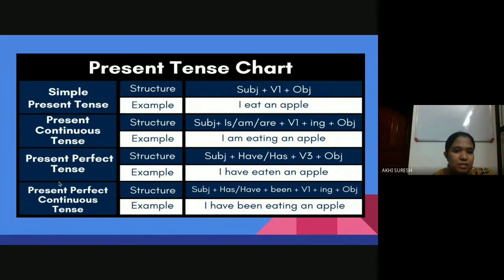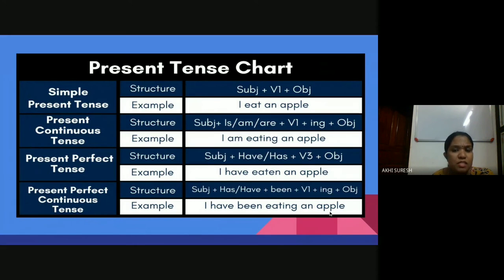As the term indicates, it's a combination of perfect and continuous tense. So the structure is like this: subject plus has or have plus been plus V1 plus ing plus object. I have already told you, if it is continuous tense, you have to use only the ing form of the verb. So you don't have to be confused about the form of the verb.